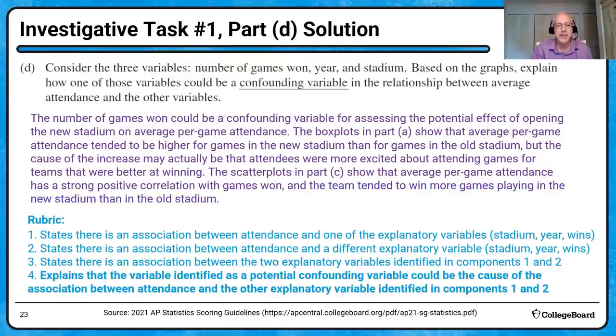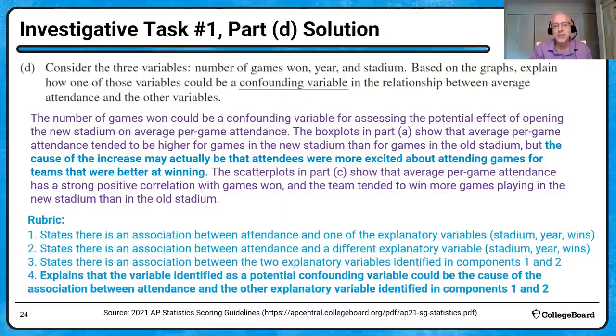All right. And then finally, for confounding, we need to explain that the variable we identified as the potential confounding variable could be the cause of the association between attendance and the other explanatory variable we identified. So the cause of the increase in attendance may actually be the attendees were more excited about attending games for teams that were better at winning, and not just because of the new stadium. So that relationship is confounded by this other variable.